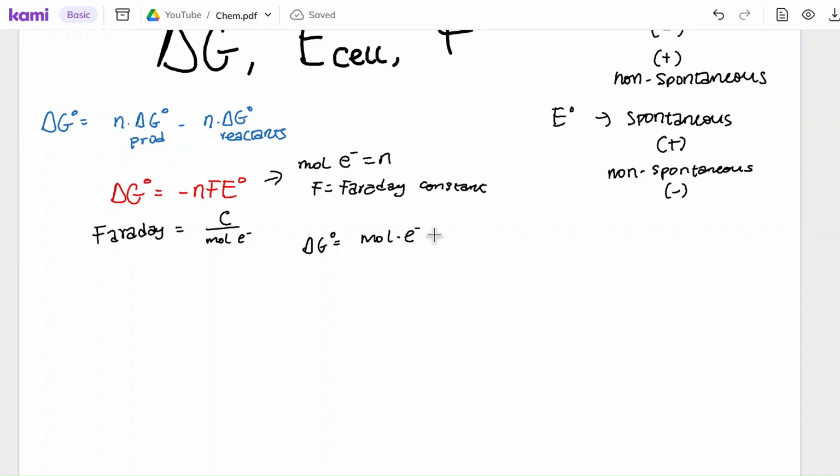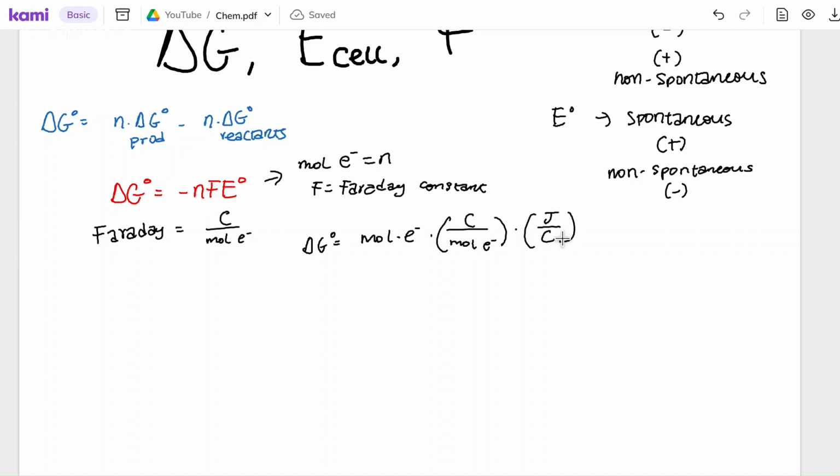The F has units of C over moles of E naught, and the standard cell potential has units of volts. And if you remember in the previous video, I said volts are joules per coulomb. So we're going to primarily be using joules per coulomb because we can't cancel anything out with volts.